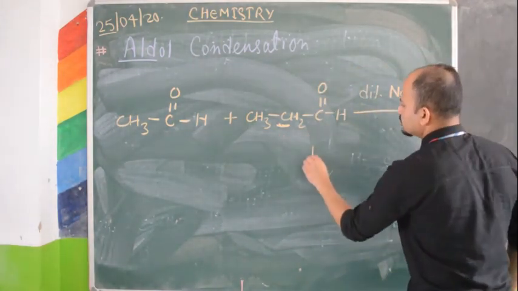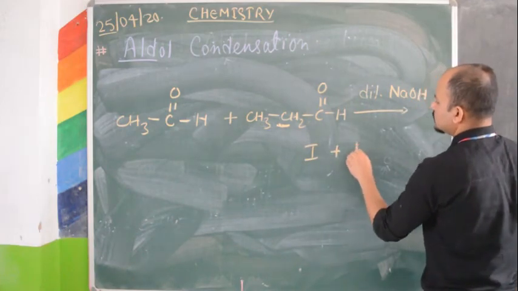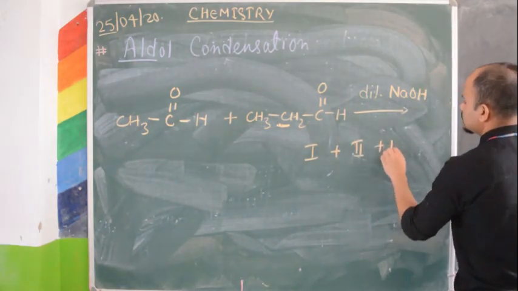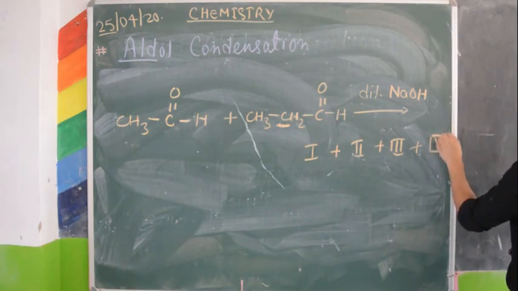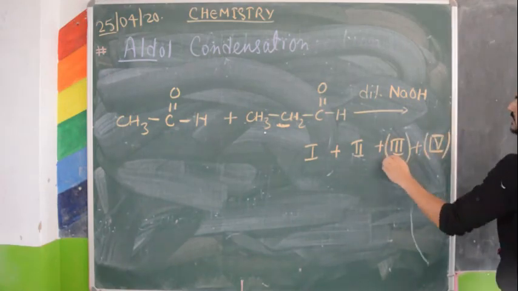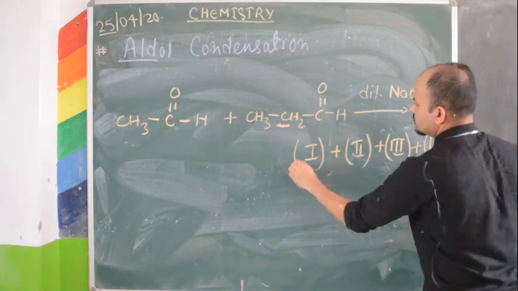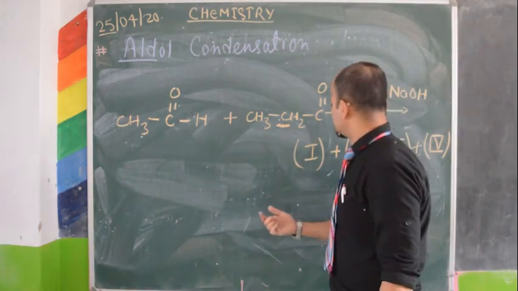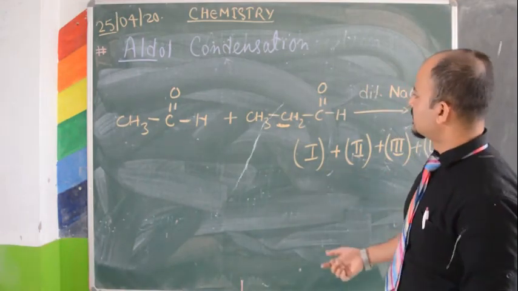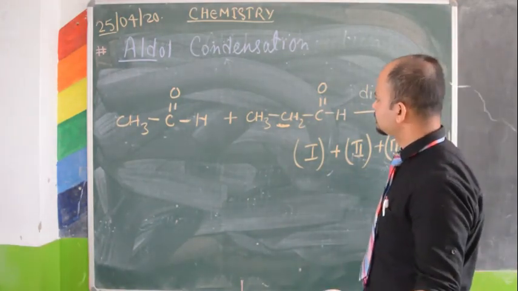Let me tell you, you'll be getting 4 products. Product 1, 2, 3 and 4. So your assignment is to complete this. What are these 4 products? And you will send the clips of this assignment to my WhatsApp number. Okay? Please do that.